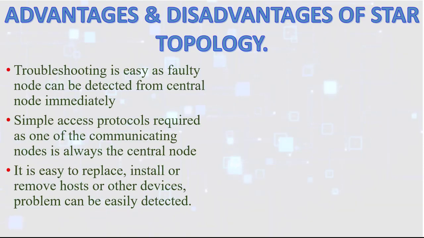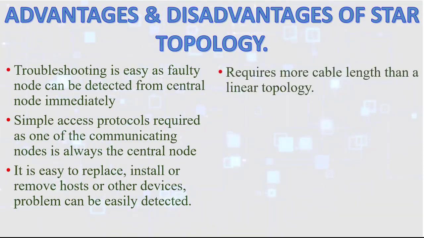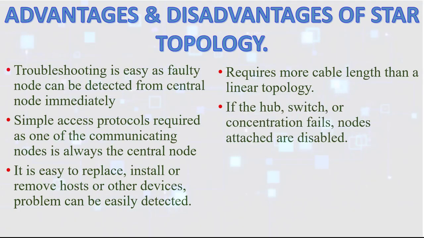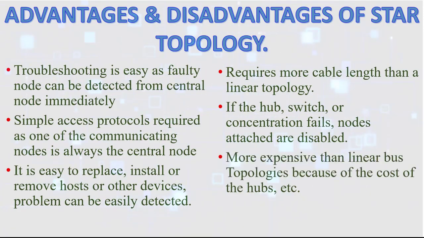This topology requires more lengthy cable, as each system connects with an individual cable, which can increase the cost of setting up the network. If the concentrator or hub fails, the whole system will crash. The cost of installation increases, as the prices of switches and other devices can be very expensive.